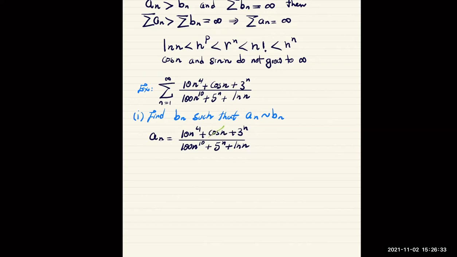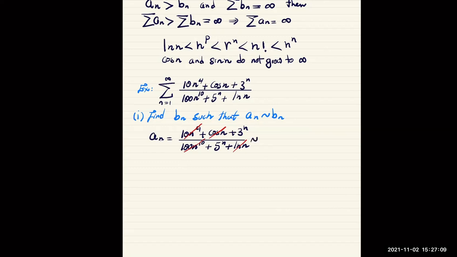So you have the option between 10 n to the 4 and 3 to the n, which is more powerful, that or that? And again, this should be obvious. 3 to the n is more dominant, so that you just cross out. That doesn't dominate. In the denominator, ln n is the least powerful. Ignore that. And then you have a power function, 100 n to the 10 and 5 to the n. That doesn't dominate. 5 to the n dominates.